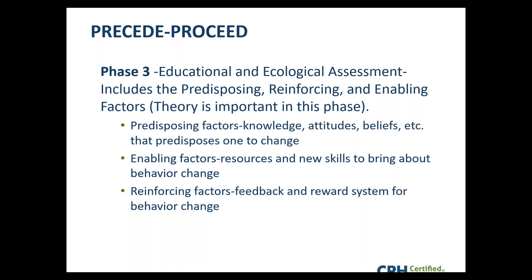And it is in this phase that some very important factors are discussed. And these are the predisposing factors, the reinforcing factors, and the enabling factors. And also, it's important to think about theory at this point. It's important throughout, but it really comes into play in this phase. As you take a look at these factors, I think you understand why. Because predisposing factors, when you assess this for your population, these are the knowledge, the attitudes, and beliefs they have that will predispose them to change.